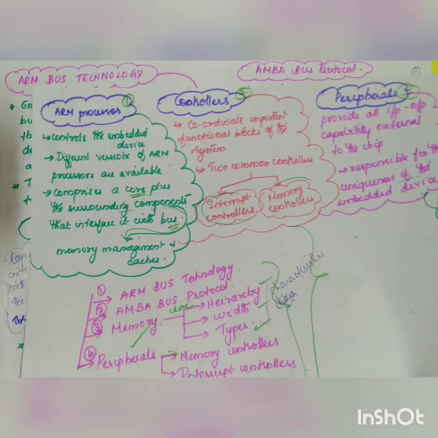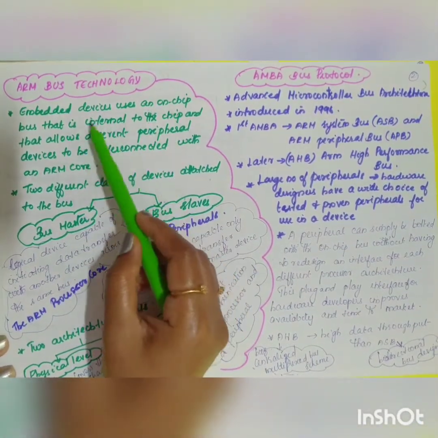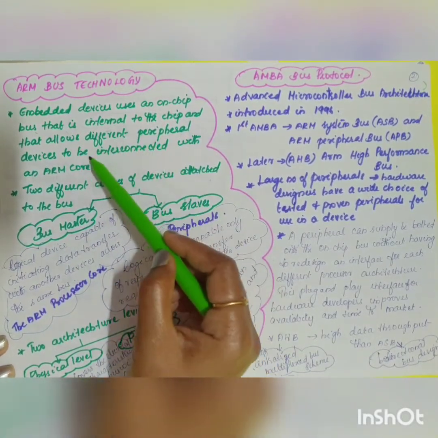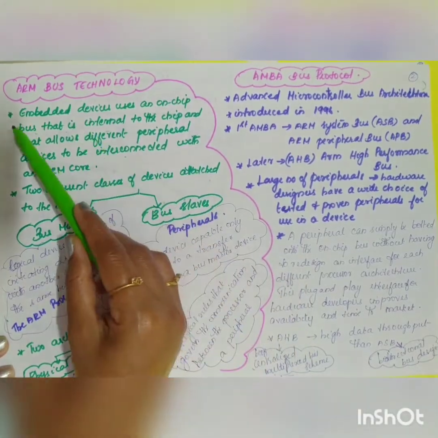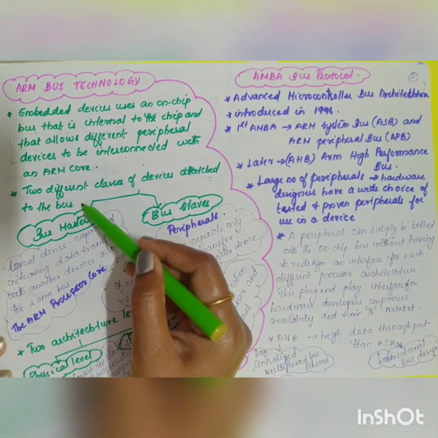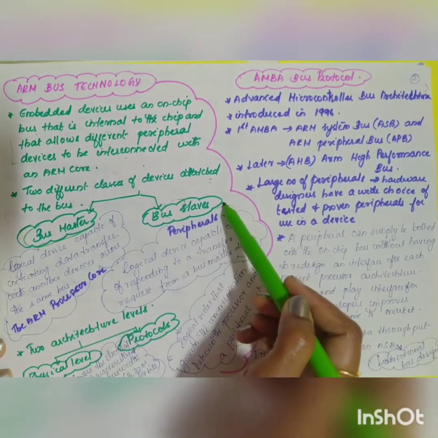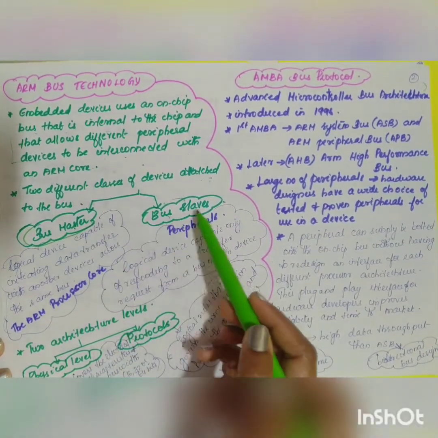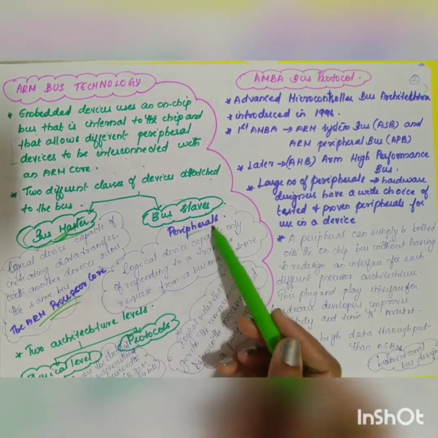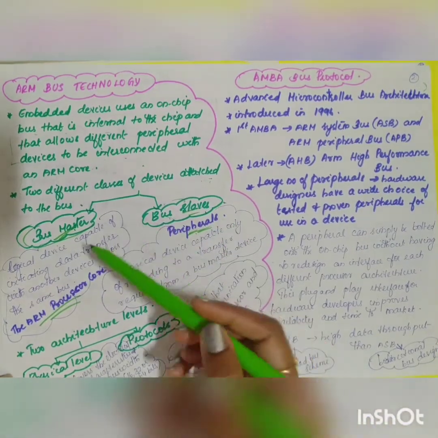First one is your ARM bus technology. Embedded devices use an on-chip bus inside the chip, that is internal to the chip, and that allows different peripheral devices to be interconnected with an ARM core. There are two different classes of devices attached to the bus: one is the master and the other is the slave, called the bus master and the bus slave. Your bus master is nothing but your ARM processor core, and your bus slaves are your peripherals or the input output devices connected.